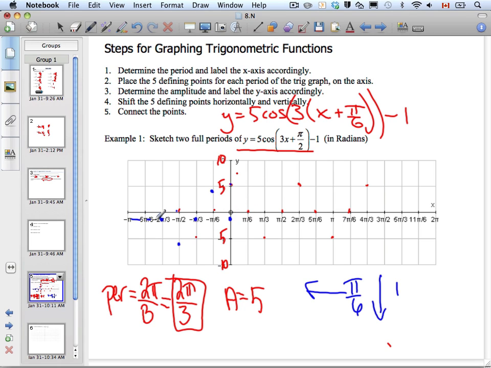I know my new principal axis is going to be this line here. That's my new principal axis. And so as I keep on going here, I'm going to be here, here, here, and then I put my points on, I know where I'm going and where I'm going to end up, I just connect them as such. Up and down, up and down. And there are 2 periods of y equals 5 cosine 3x plus pi by 2, minus 1.